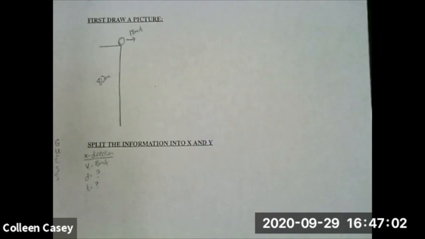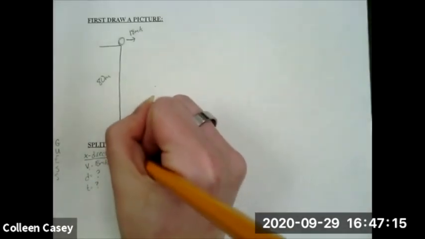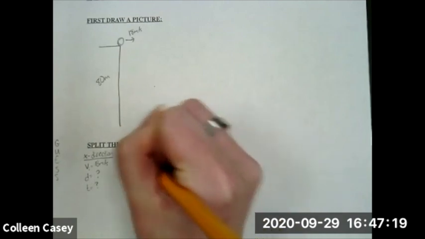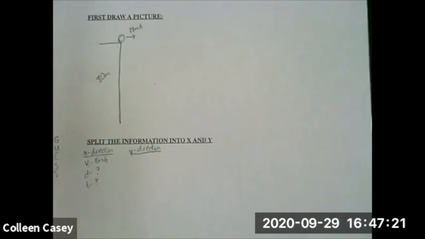In the x direction, there is no acceleration. Gravity does not pull you side to side, it pulls you down. So there is no acceleration in the x direction. Now I want to look at the y direction. And again, I'm going to write down everything I know.